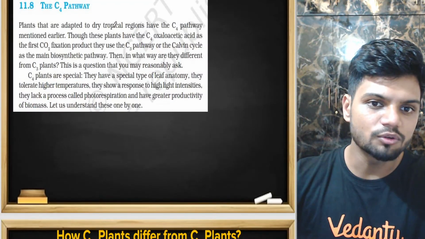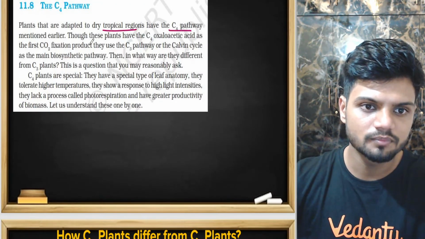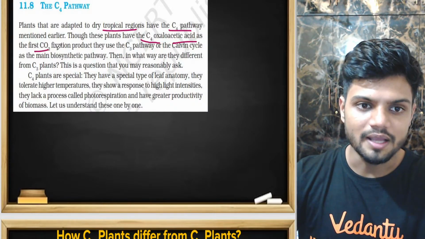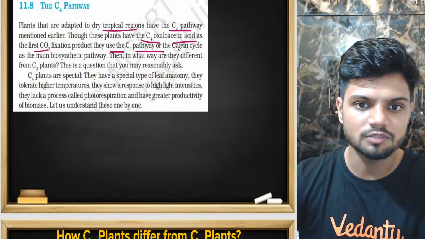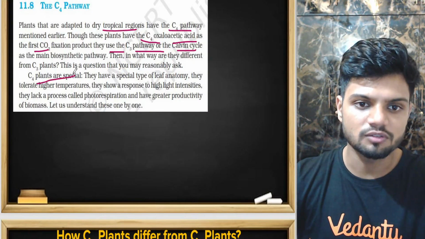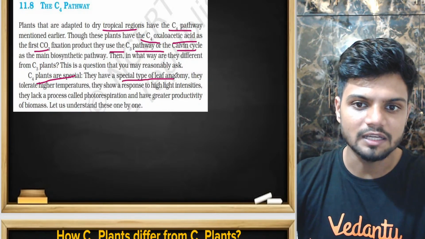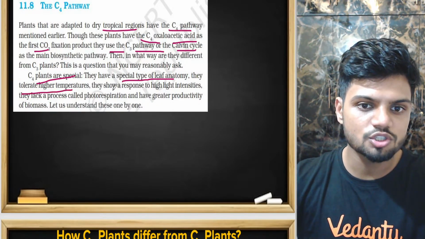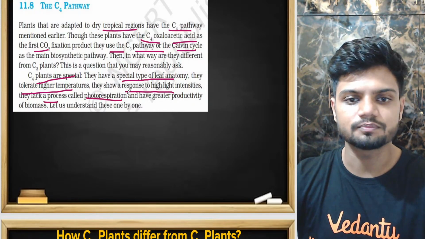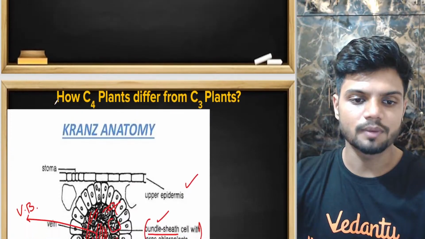The plants that are adapted to dry tropical regions have the C4 pathway. C4 oxaloacetic acid is the first product. The CO2 fixation products are used for the C3 pathway or Calvin cycle. Okay. They are very special. Why? Special type of leaf anatomy. They tolerate high temperatures. They show response to high light intensities. They lack the process called photorespiration. More productivity in C4 plants.